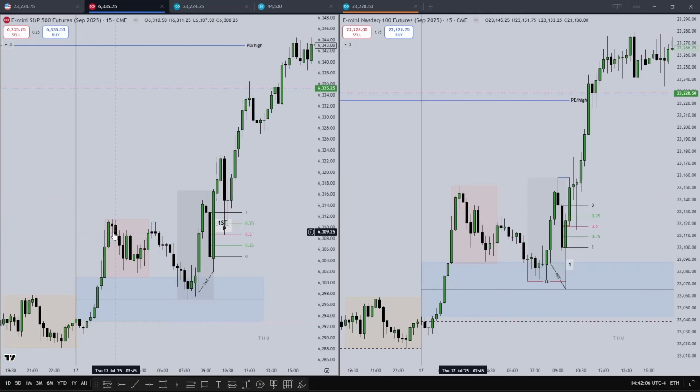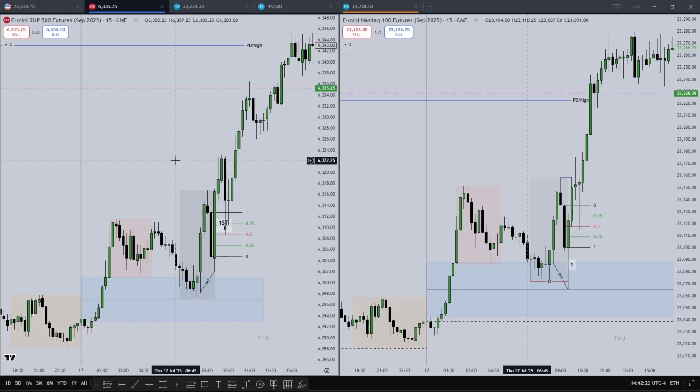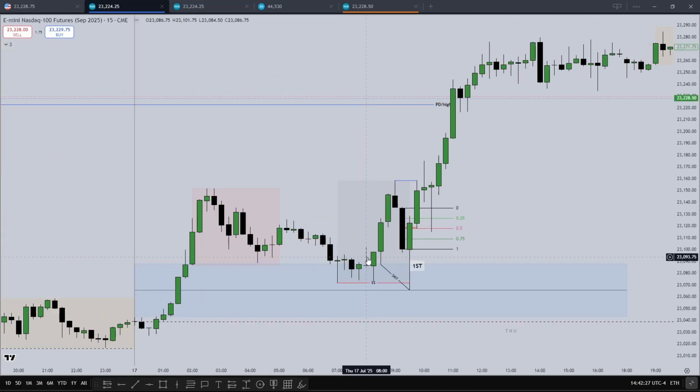What are these boxes? This is the London session from 2 a.m. until 5 a.m., and this one is the pre-market session from 7 a.m. until 9:30 a.m. What we have right now, let me go to the Nasdaq and see what we have.